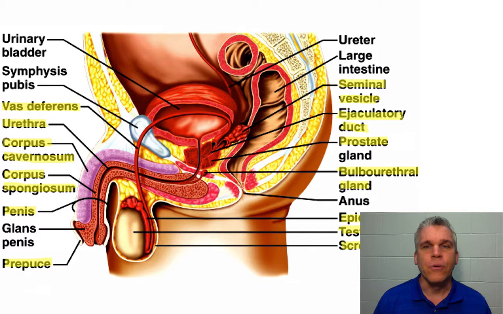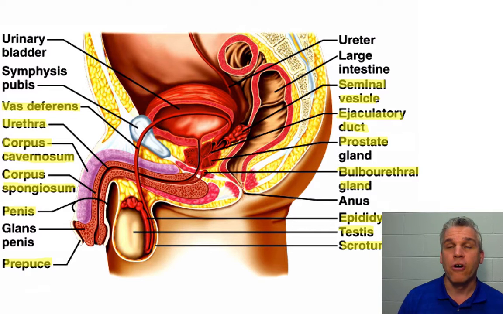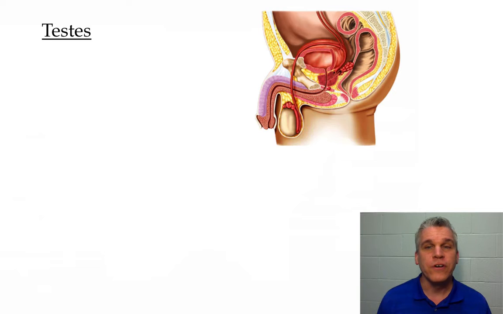Here are the major organs of the male reproductive system. Take a few minutes, pause the video, and you're simply going to label the highlighted structures on your diagram. We're going to take a look at some of these major structures and what their function is.